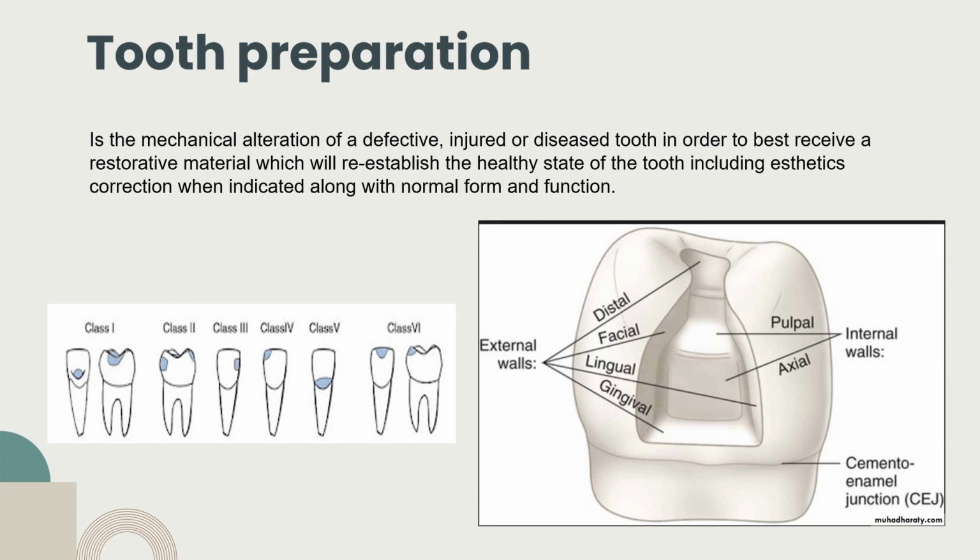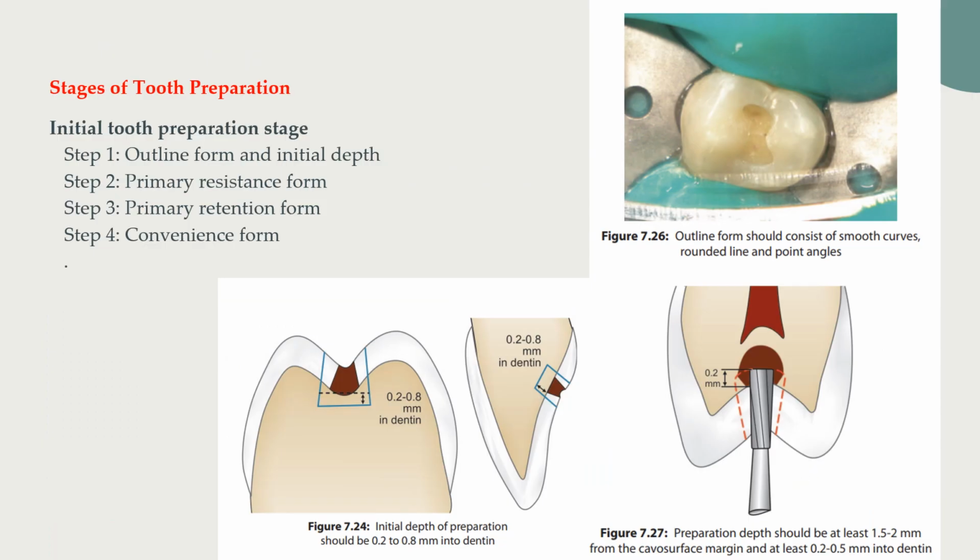It is nothing but the mechanical alteration of a defective, injured, or diseased tooth in order to best receive a restorative material which will re-establish the healthy state of the tooth, including the aesthetic corrections when indicated along with the normal form and function. Moving on to the stages of tooth preparation, the initial tooth preparation stages include the outline form and the initial depth, the primary resistance form, primary retention form, and convenience form.